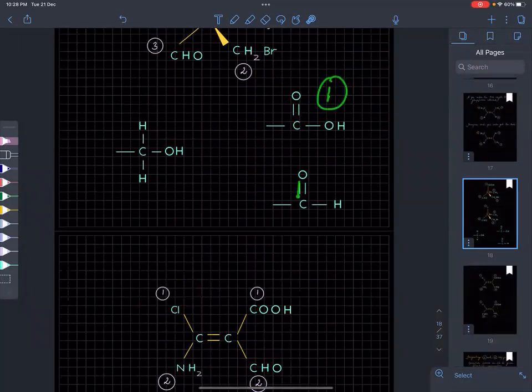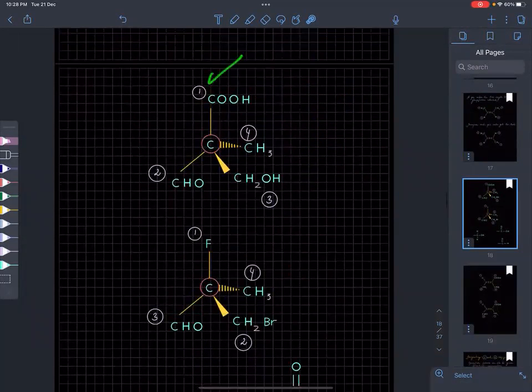Then comes CHO, because it is attached to two oxygens. Then comes the alcohol because it is attached to one oxygen. So this is the first rank, this is second rank, this is third rank, and this is fourth rank, because this is not attached to any oxygen. Clear?